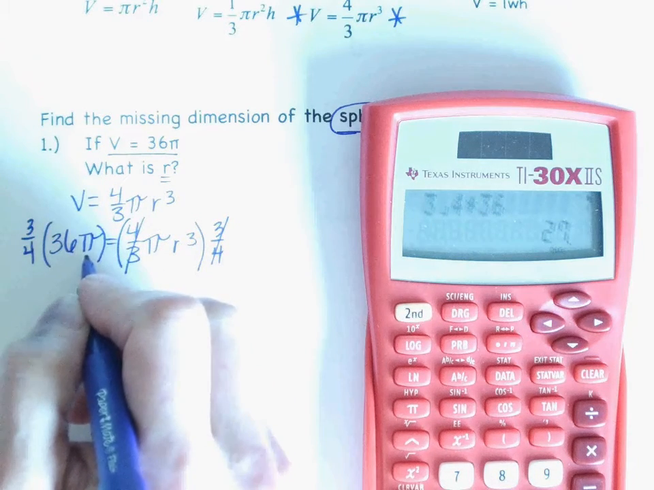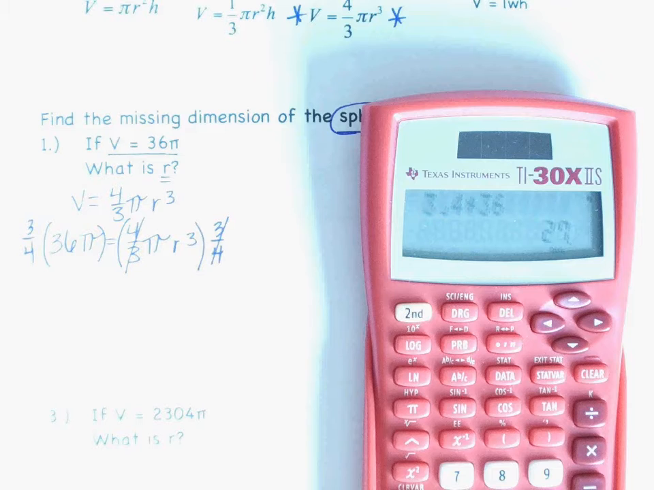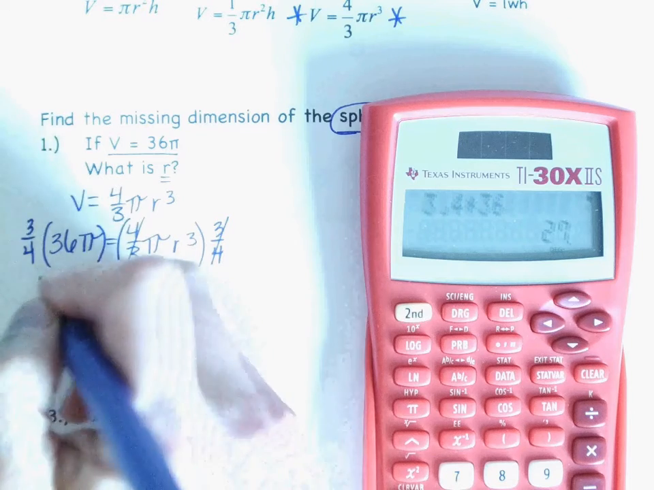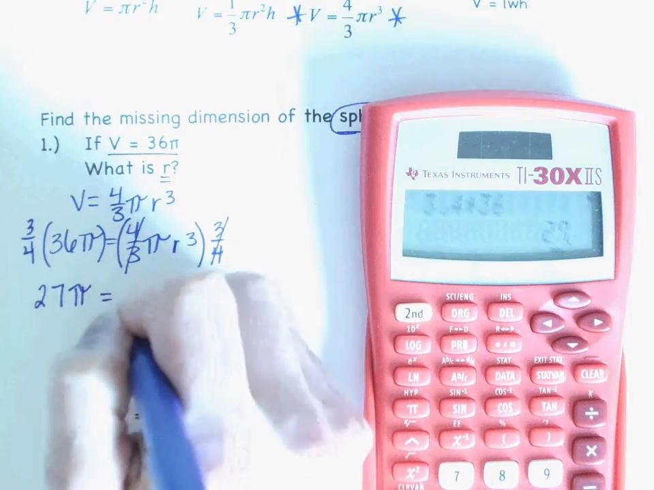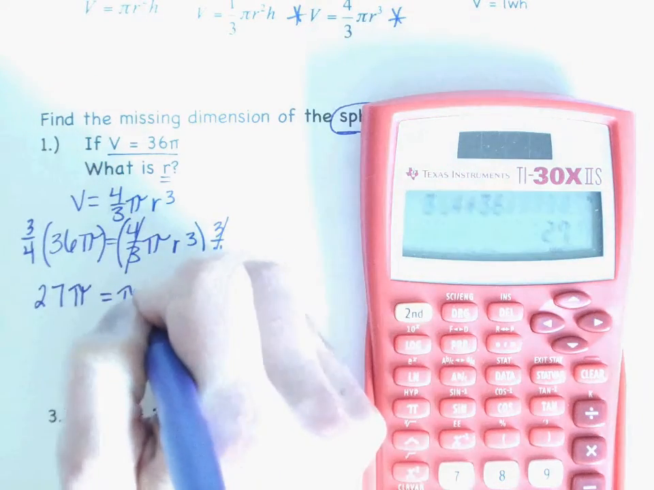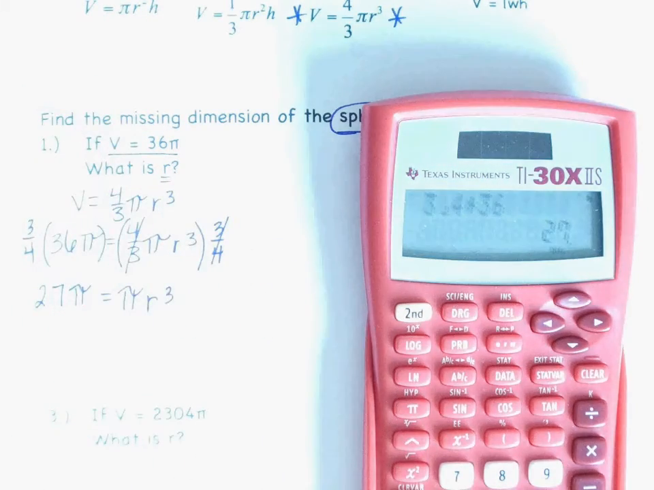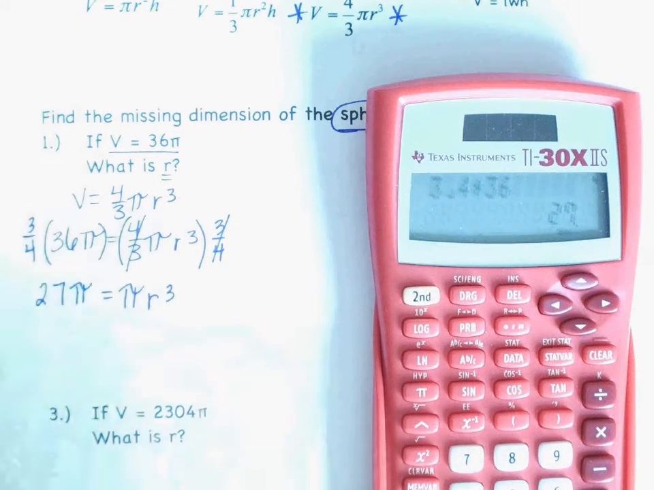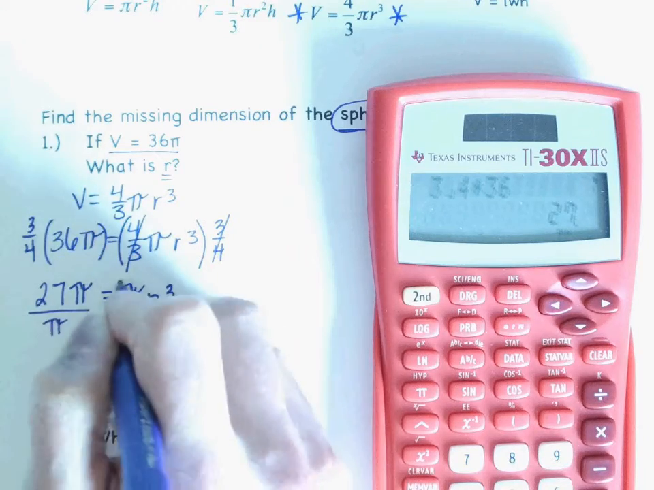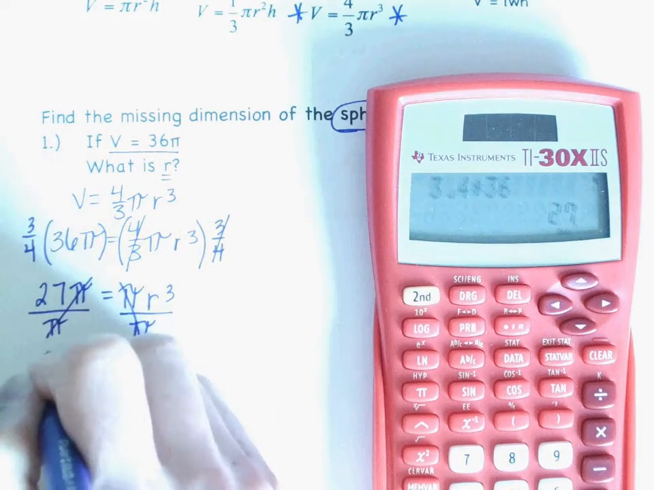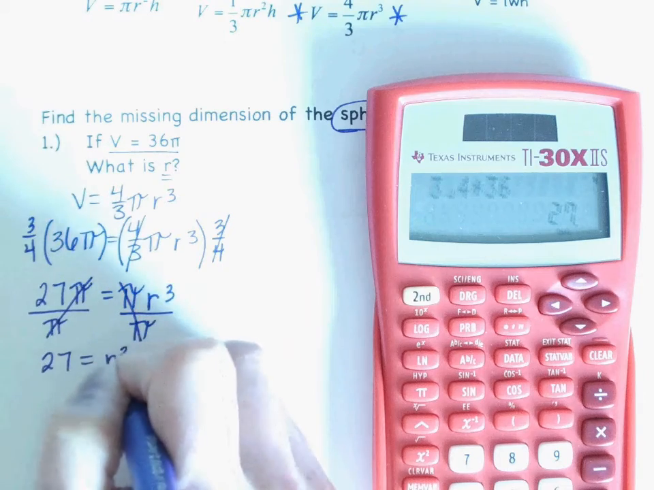So that pi, it's like a variable. It's going to stay there. We don't use it in our calculation. So I get 27 pi. And then on the right, the 4/3 was canceled, so I'm going to drop down pi r cubed. My next step here is going to be to divide both sides by pi. So you've seen this in previous videos. So we divide by pi, so I have 27 is equal to r cubed.